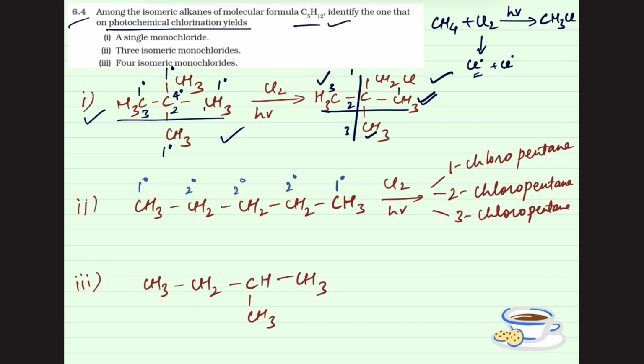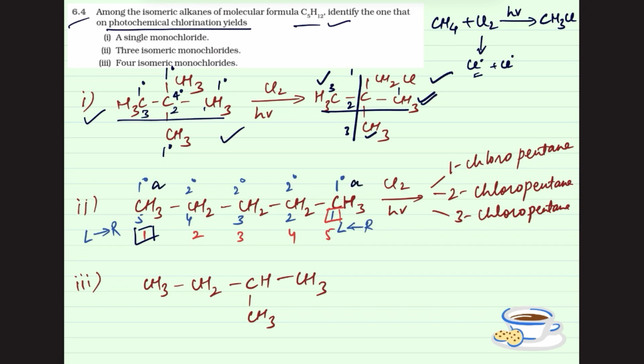Now numbering the chain from right to left, this is 1, 2, 3, 4, 5, and numbering the chain from left to right, this will be 1, 2, 3, 4, 5. Now as can be seen, the lowest locator number for the carbon present on the right end of the chain is 1, and the lowest locator number for the carbon present on the left end of the chain is 1. So these two carbons are of the same type. So denote these carbons by the alphabet A.